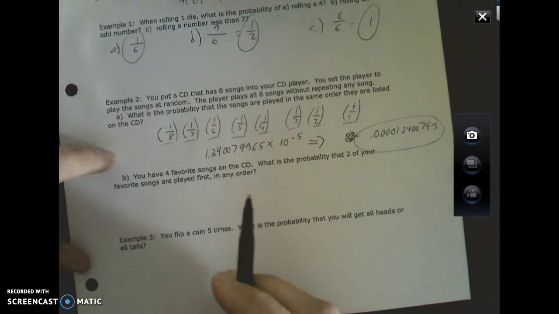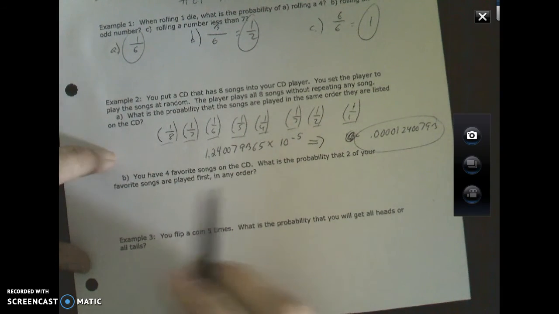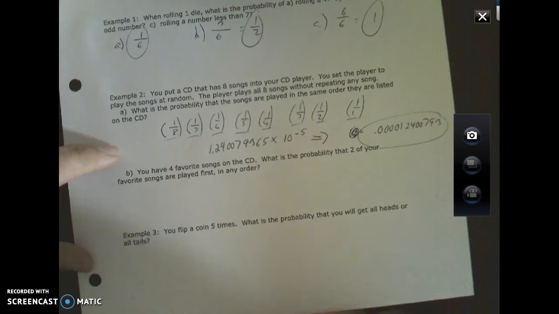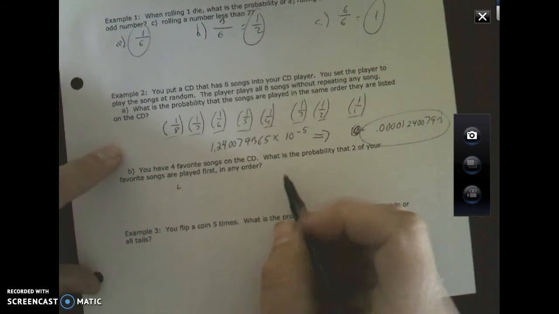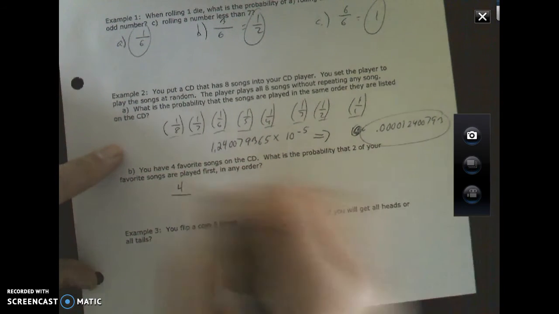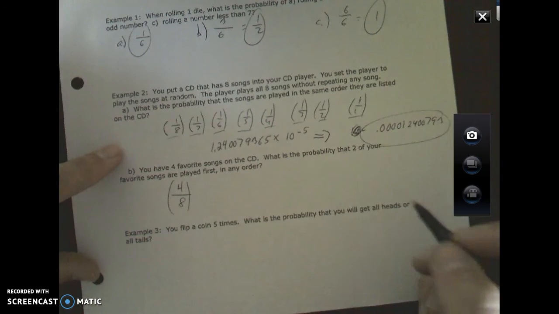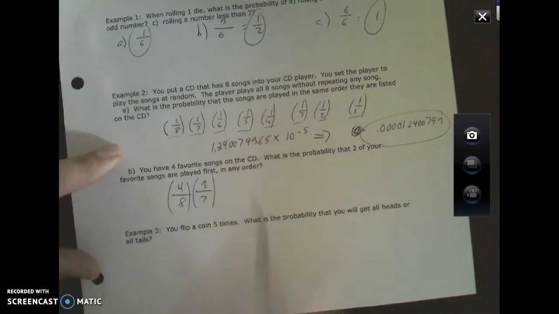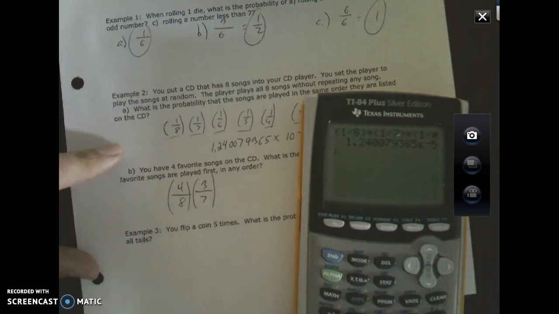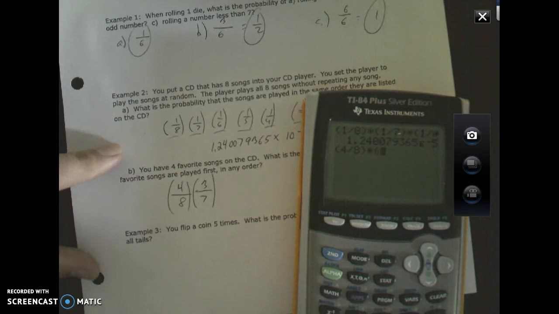You have 4 favorite songs on a CD. What's the probability that 2 of your favorite songs are played first in any order? So when your first chance is happening, you have 8 different songs, and there are 4 songs on there you want to listen to, so it's a 4 out of 8 chance. And the second time, there's 3 left out of 7. So let's check out that probability. So it's 4 out of 8 times 3 out of 7.